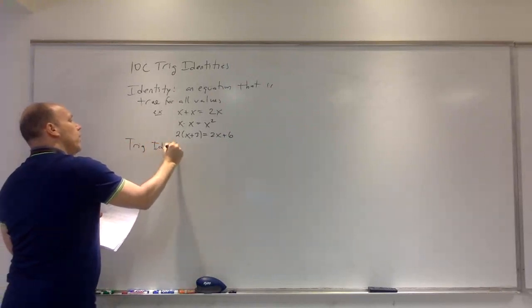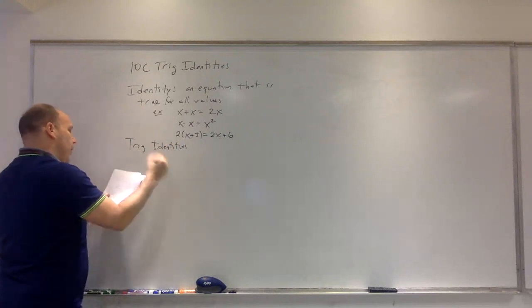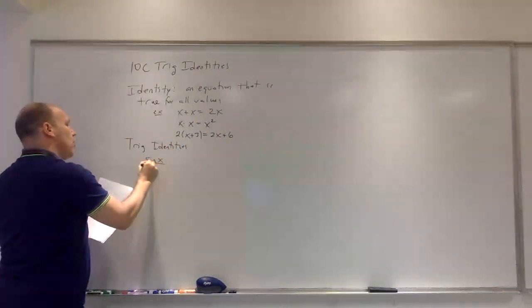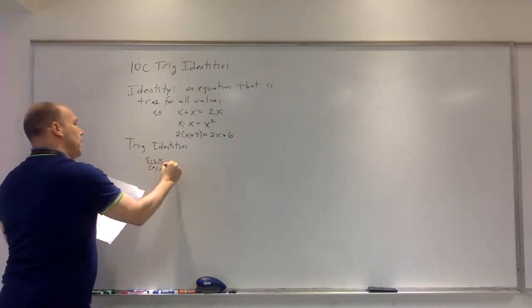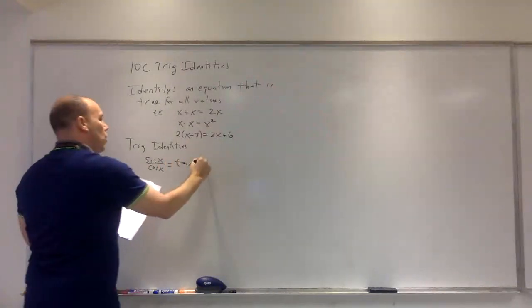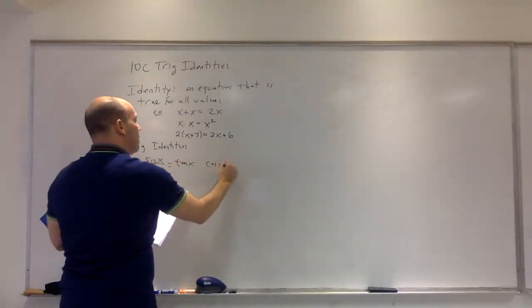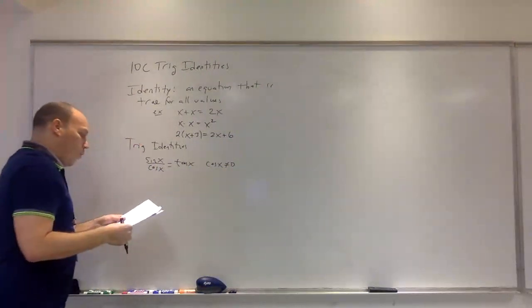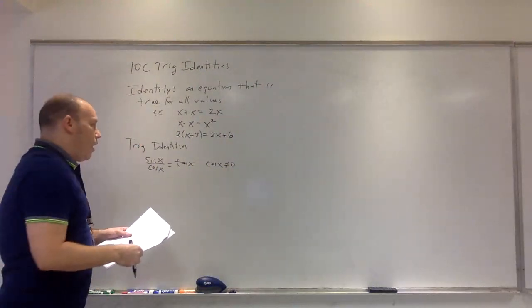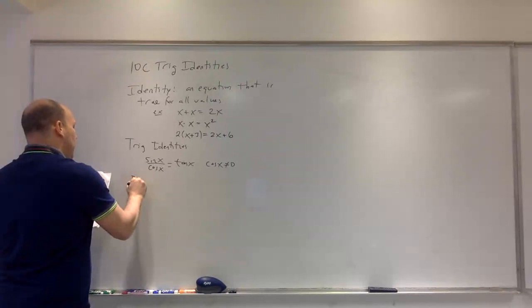So we have trig identities, and you are familiar with some of them. We started off with sine of x over cosine x is equal to tangent of x, as long as cosine of x doesn't equal 0. We also saw in the last unit the Pythagorean identities.